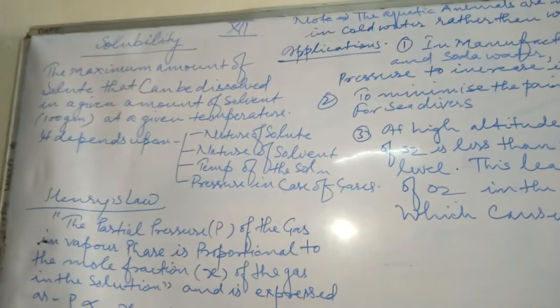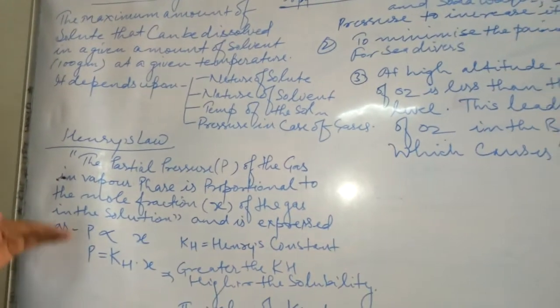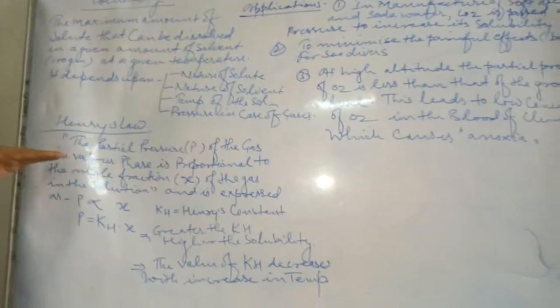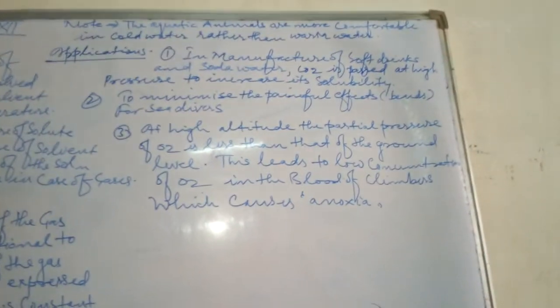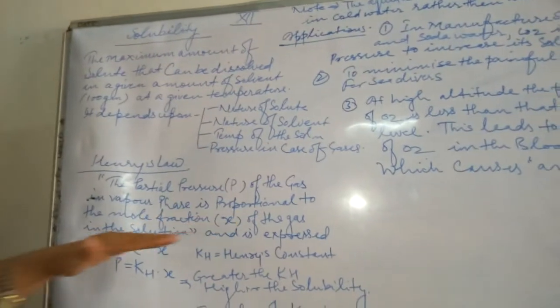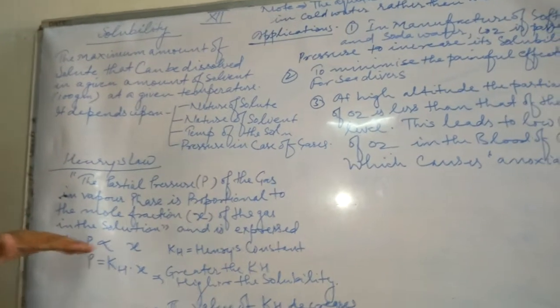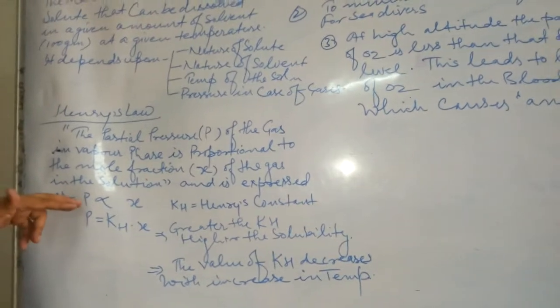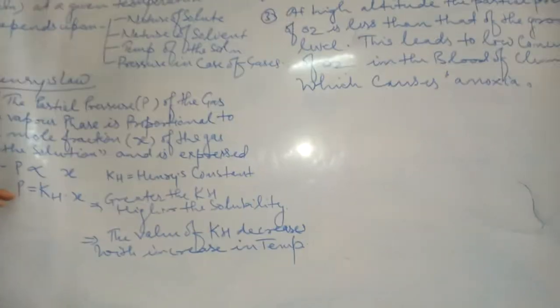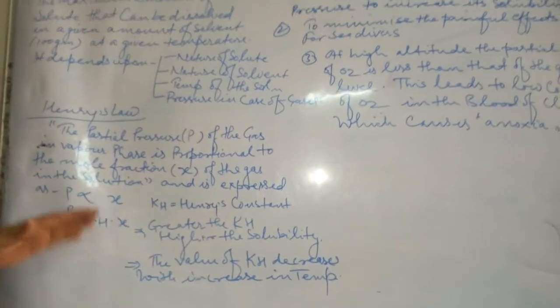And this is Henry's law. The definition of Henry's law: the partial pressure of the gas in vapour phase is proportional to the mole fraction of the gas in the solution, and is expressed with the formula P proportional to X, or P equals KH into X, where X is the mole fraction of that gas and KH is the Henry's constant.